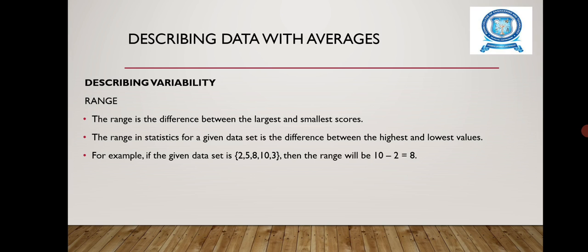Describing variability. Range. The range is the difference between the largest and the smallest scores. The range statistic for a given data set is the difference between the highest and lowest values. For example, in a given data set 2, 5, 8, 10, 3, the range will be 10 minus 2, because 10 is the maximum value in the set and 2 is the minimum value. So 10 minus 2 we will get 8.